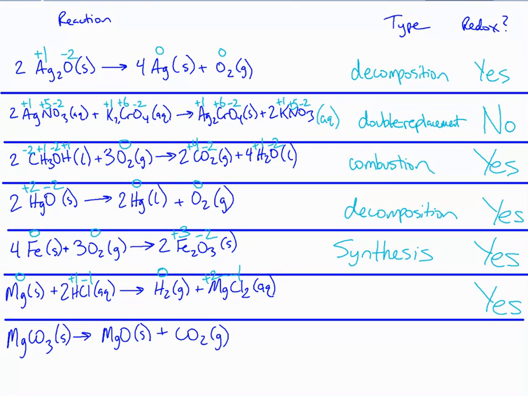This reaction is a single replacement where we have an element and a compound making a different element in a different compound. The last one for now is M. We have MgCO3 yielding MgO and CO2. First off, we have one reactant making two products. That is decomposition. And if you look back, so far every decomposition reaction has been redox. But let's look at the oxidation numbers just to be sure.